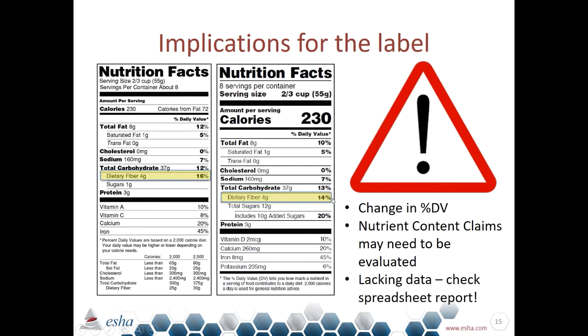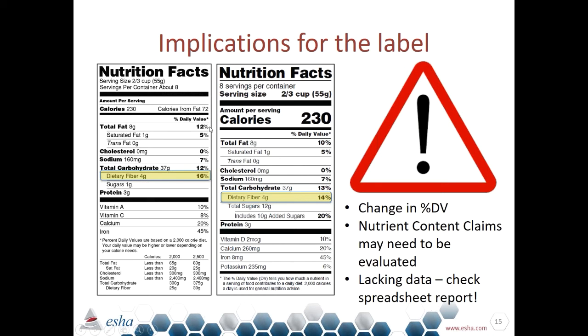Now, although this wouldn't necessarily make us change a claim, you can see how a simple change in a couple percentage points could really make or break your nutrient content claim. So if we were looking at a product that was 9 versus 11%, we would no longer be able to make a good source of fiber claim. So just a reminder that this may impact your label. It's something to consider when you're thinking through how to approach dietary fiber.